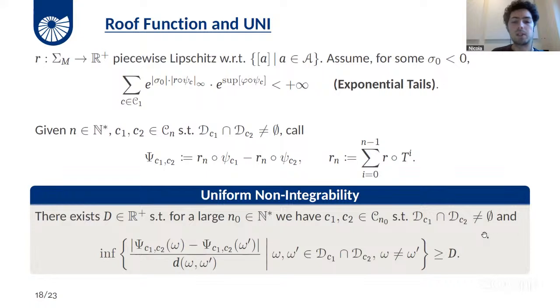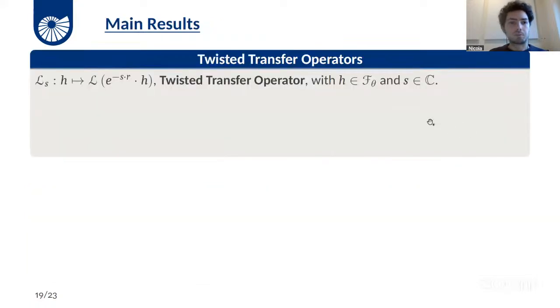Now, this might be a bit messy, but informally speaking, this guarantees that this function psi is as, let's say, irregular as it can be on a large enough set. And it implies that R is distant enough from being piecewise constant on the partition elements, which is what we wanted to avoid in order to have exponential decay of correlation, as we saw also in Paulo's talk. So now we are ready for the main results.